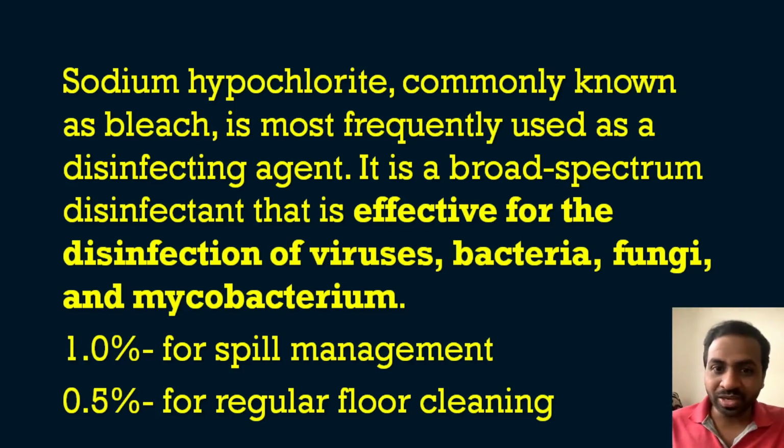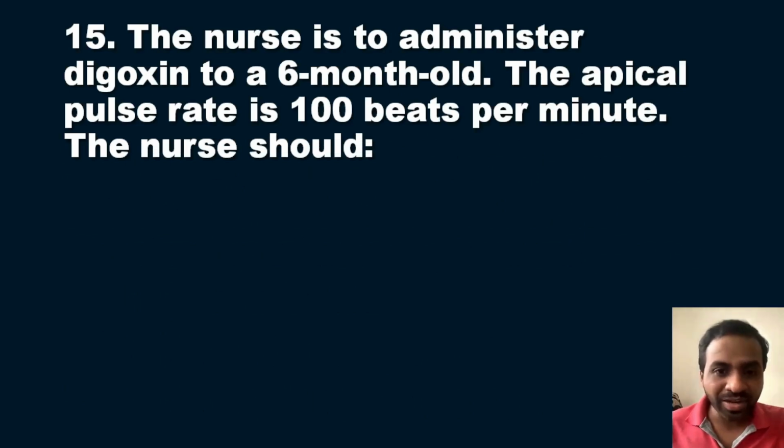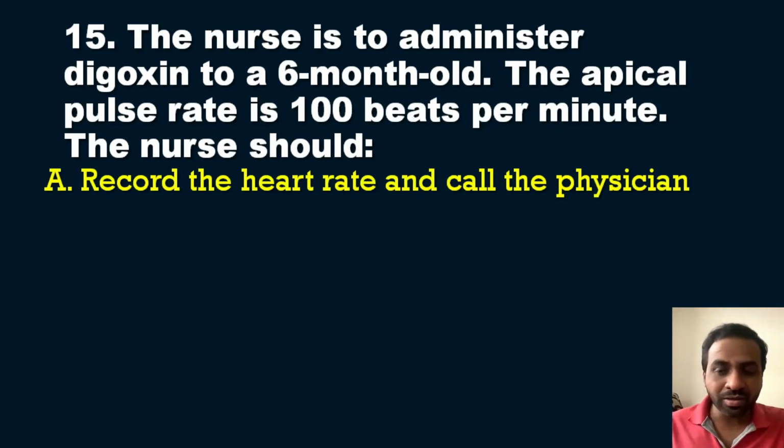Now we will move on to the very last question in today's series. It is an application level question, so read it carefully. The nurse is to administer digoxin to a 6-month-old. The apical pulse rate is 100 beats per minute. What should the nurse do? The first option is to record the heart rate and call the physician.